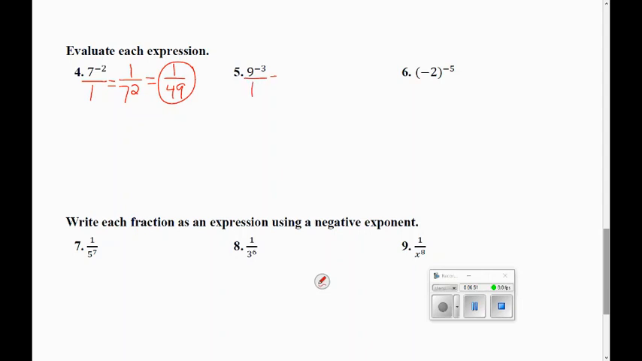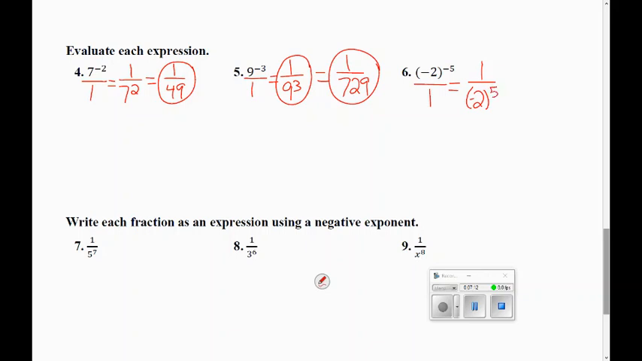All right, number 5, same thing. Go ahead and flip the fraction so that we can get the exponent to become positive. And then we're going to take it one more step, which is 1 over 729. And number 6, same thing. Put a 1 on the bottom, flip it over to get rid of the negative exponent. Please remember the negative 2 stays in parentheses. And then our final answer would be 1 over negative 32. Okay?